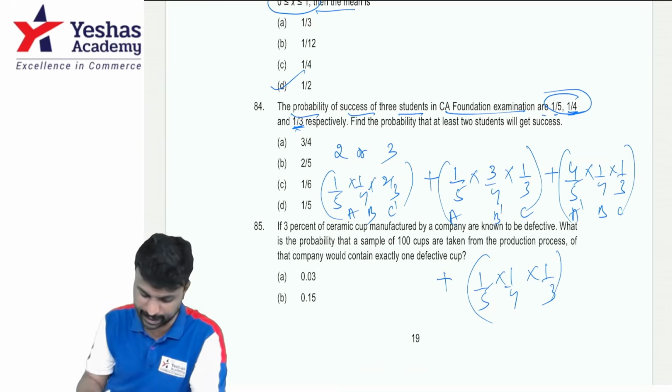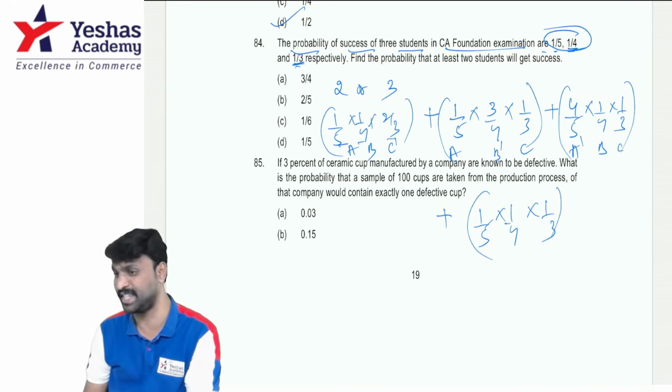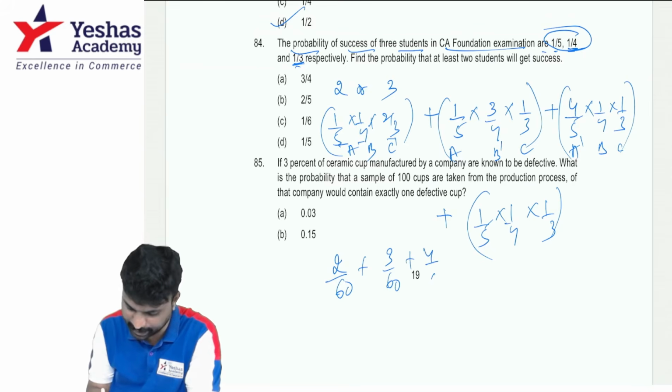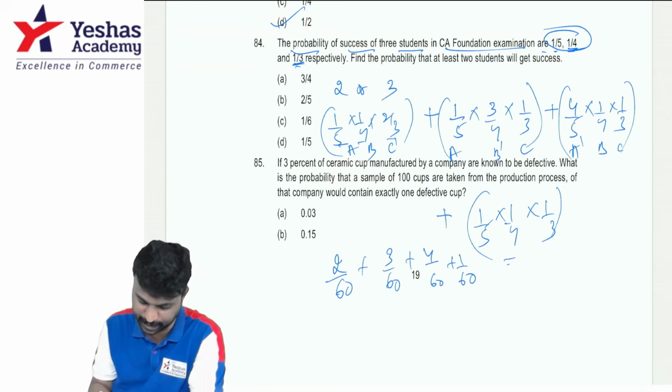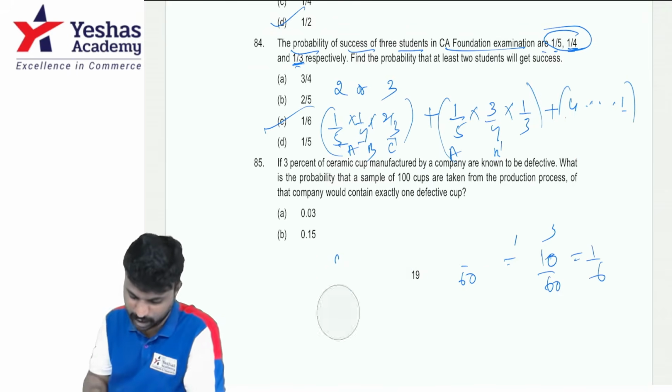So take your calculator. First of all, look at all the denominators. 5 into 4 into 3 is 60. So you just have to take the numerators. 1 into 1 into 2 is 2. So 2 by 60 and 3 by 60 and 4 by 60. Finally, 1 by 60. So 2 plus 3 plus 4 plus 1, which is 10. 10 by 60, which is nothing but 1 by 6. Option C is the right answer. You understood? Moving on to the next question.